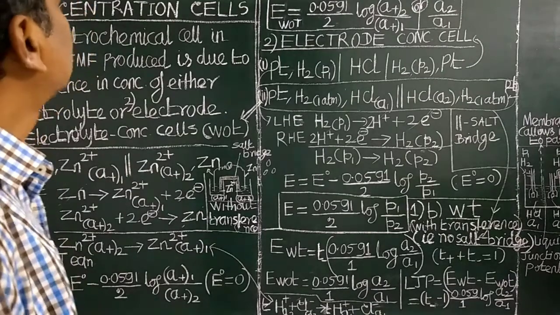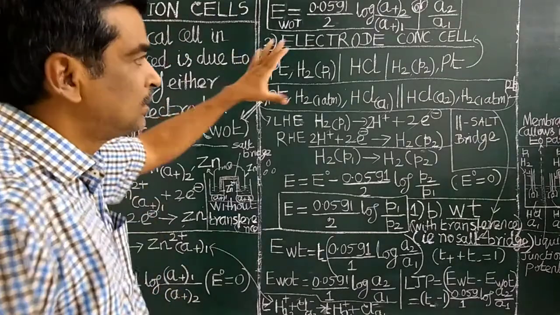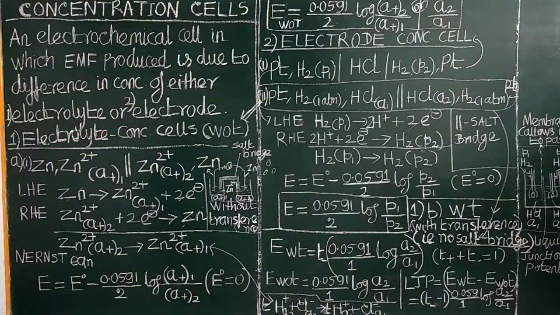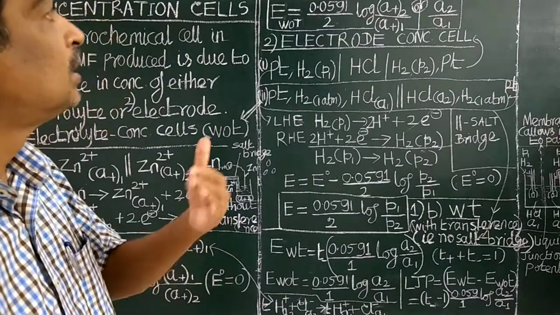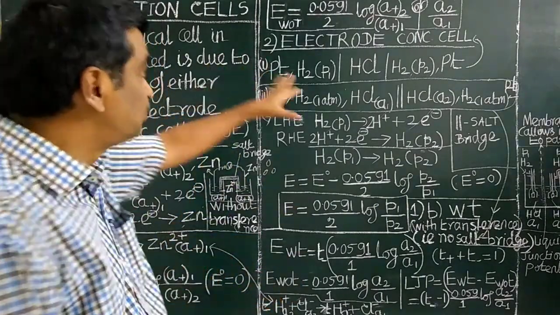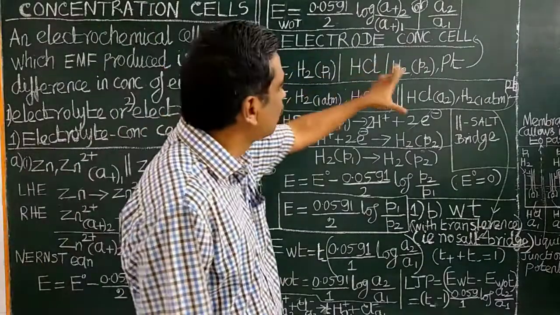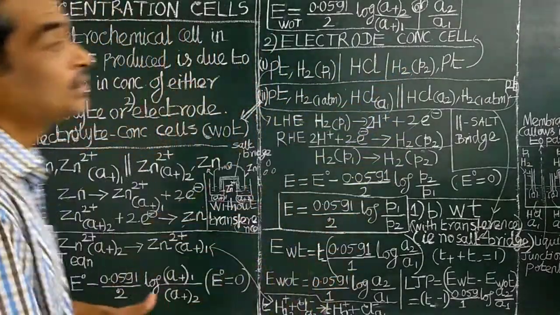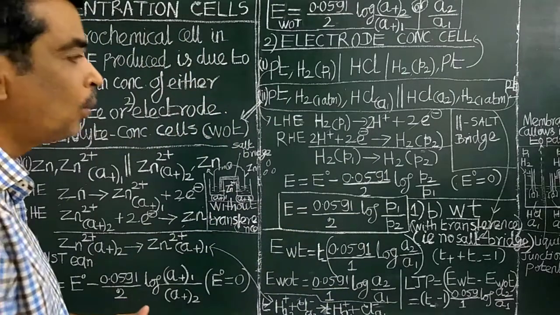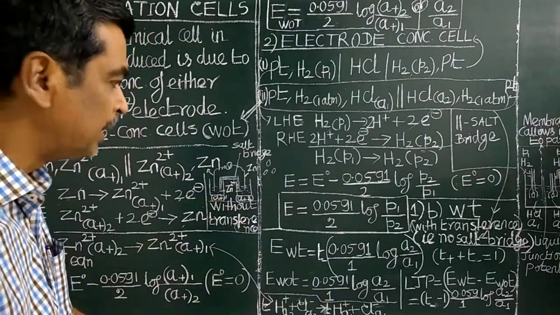Good morning. Let us see today concentration cells. What are called concentration cells? What are the types of concentration cells? There are two types, for example, electrolyte concentration cell and electrode concentration cell, and liquid junction potential. It is very important how the liquid junction potential is calculated.